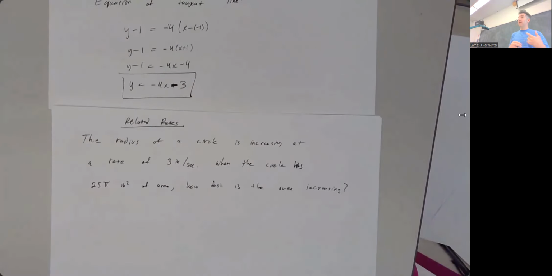Here's what makes this a related rates problem. They told you how one thing is changing, the radius, and they asked you how a related thing is changing, the area. That is why it's called related rates, because there are two rates of things that are changing and they are related to each other.